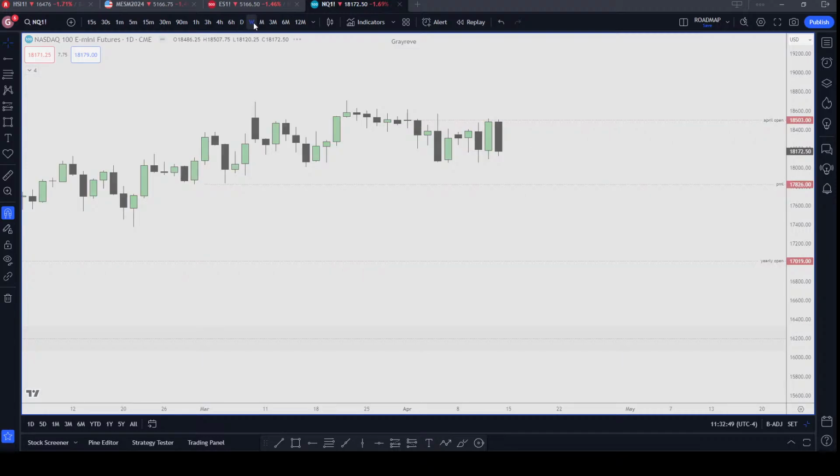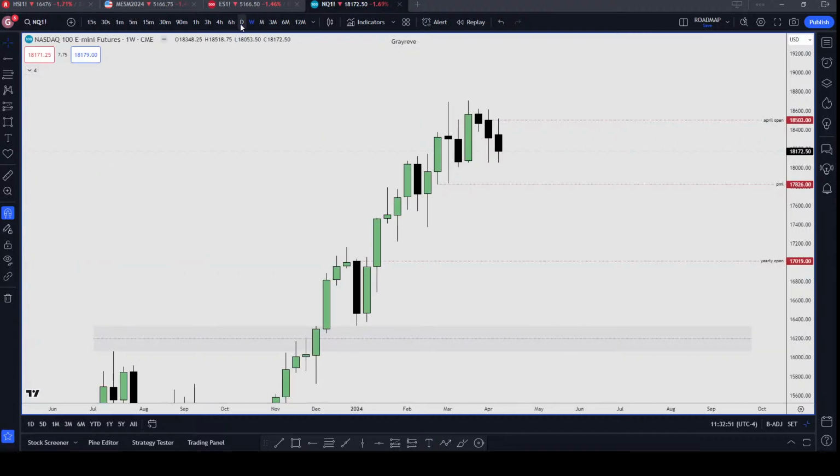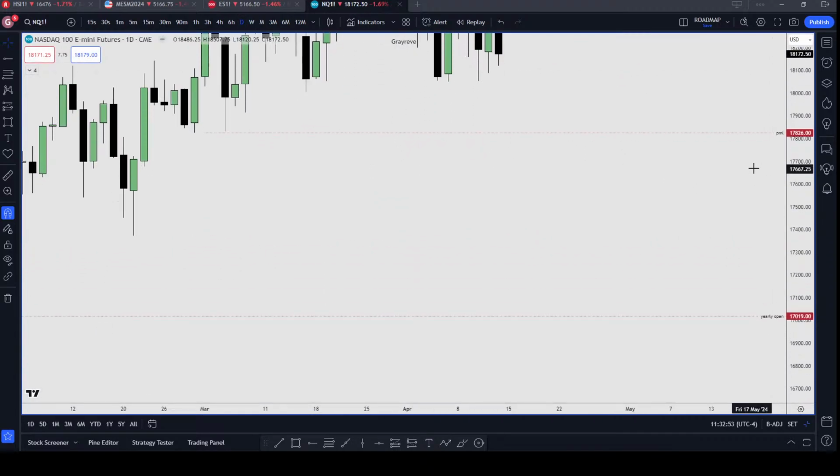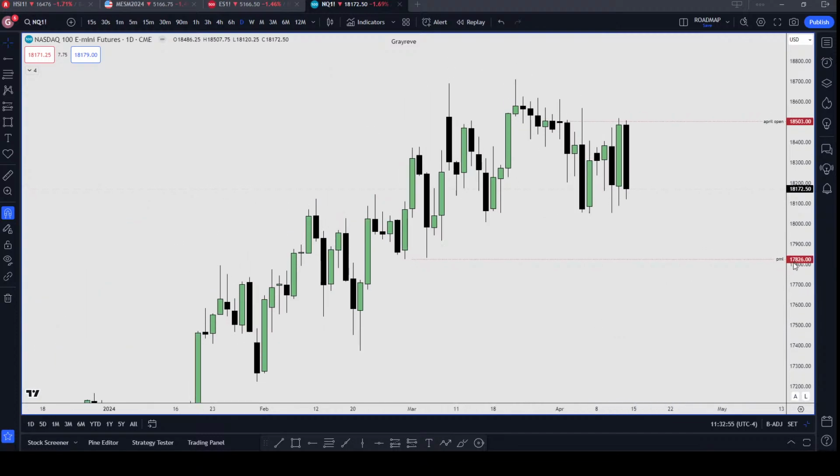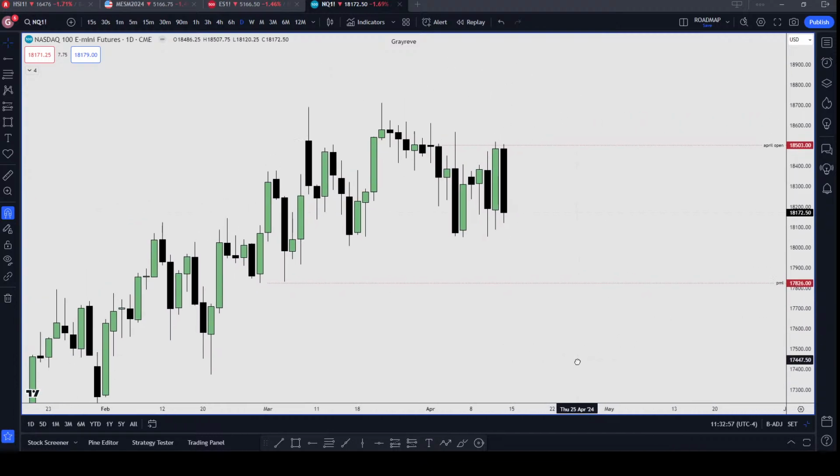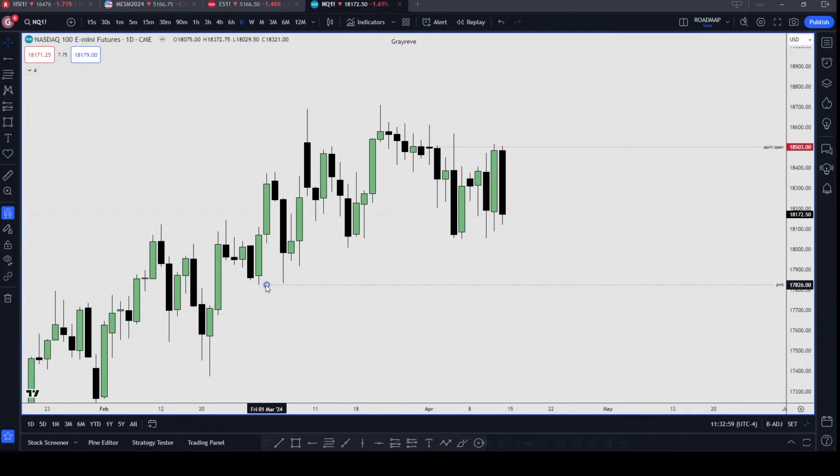What can we see from the daily chart, right? So for the daily chart, right here we have the equal lows are right now more obvious. So we have equal lows on the daily chart, and right here you can see the April's open and this draw on liquidity.